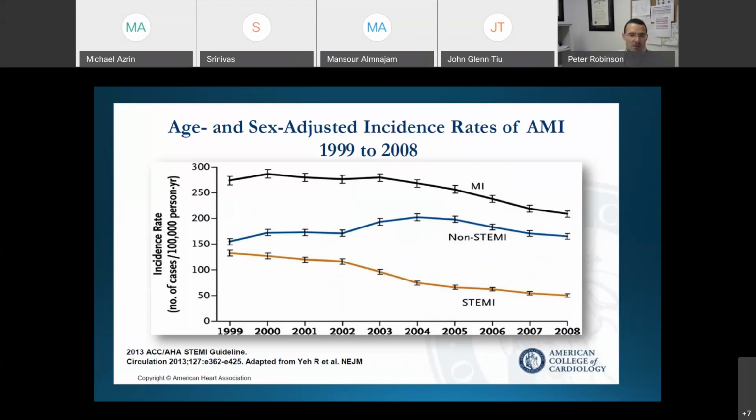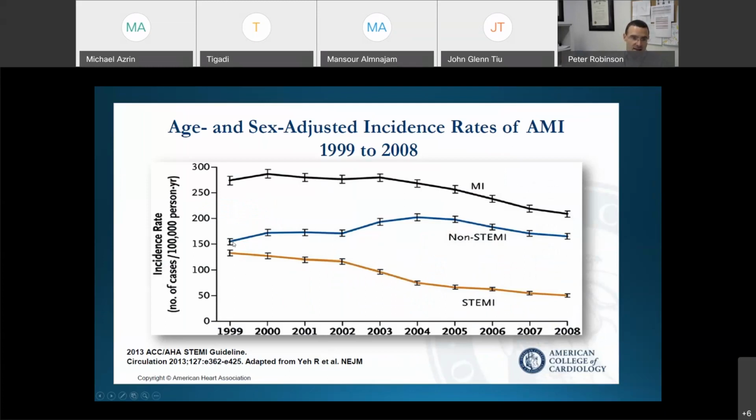So just talking about the epidemiology at this point of STEMIs, I think these couple of slides are pretty interesting. Starting back when I was a second-year resident, this is how many STEMIs we had. The incident rate per 100,000 person years, this is in the U.S. The number of STEMIs has really pretty dramatically decreased, while the number of non-STEMIs has increased.